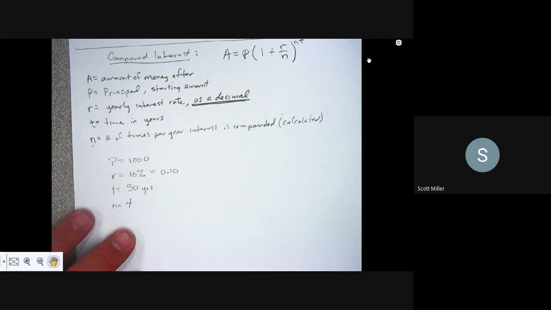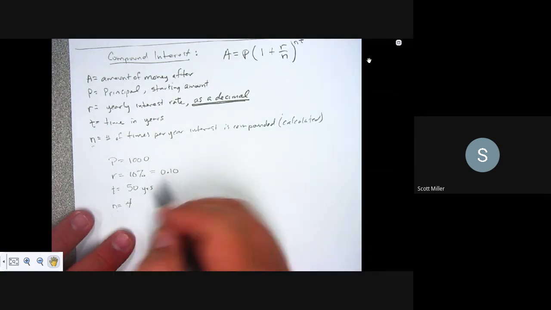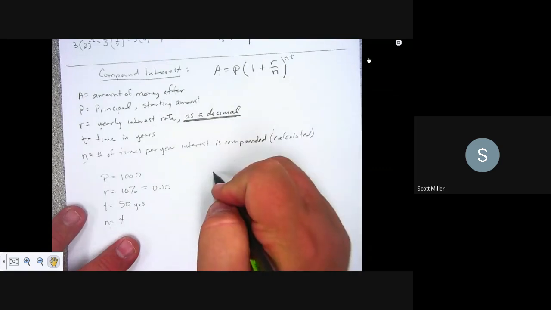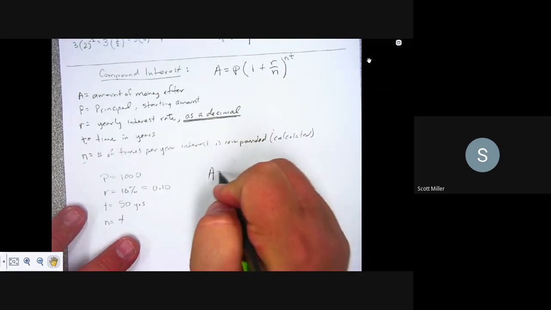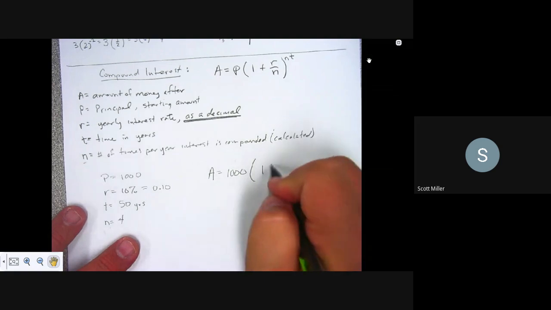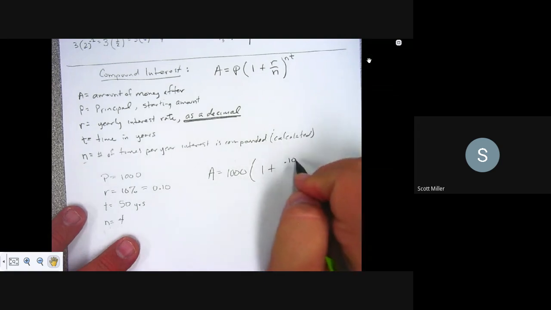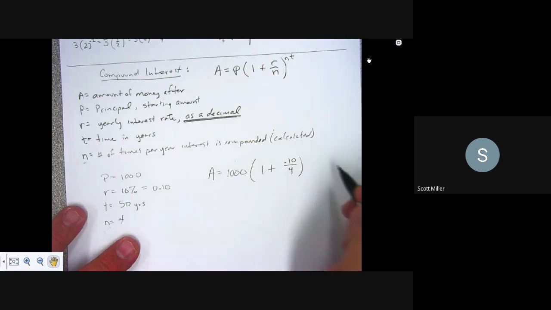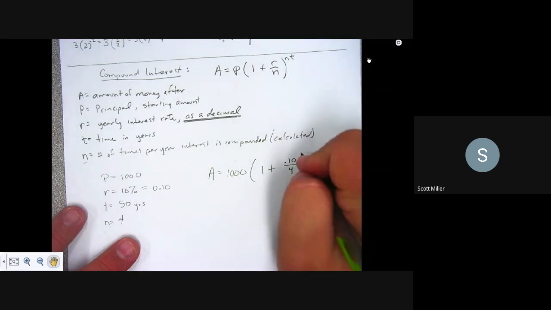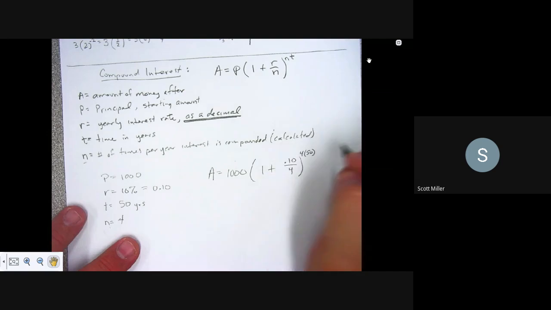Okay, so our job now is to take this information and plug it into that formula right there. Make sure you do it carefully. I'm trying to find the amount after. My initial principal is $1,000. This is 0.10, and this is a 4. Up here at the top is 4 times the number of years, so this is going to be 4 times 50. Okay? And so at this point, we just use a calculator.